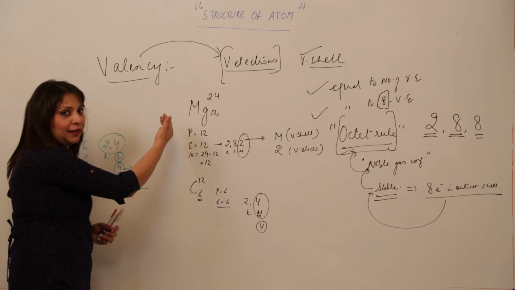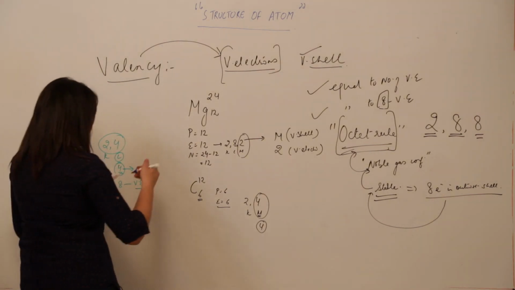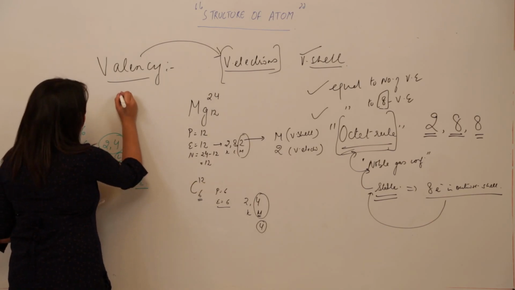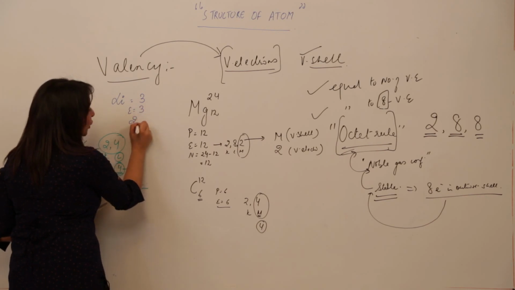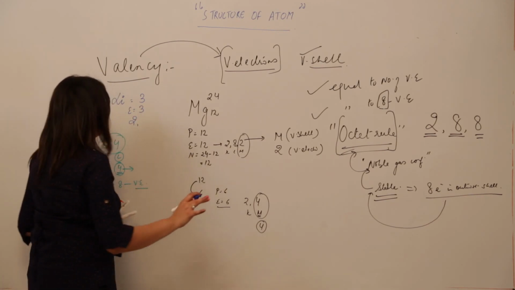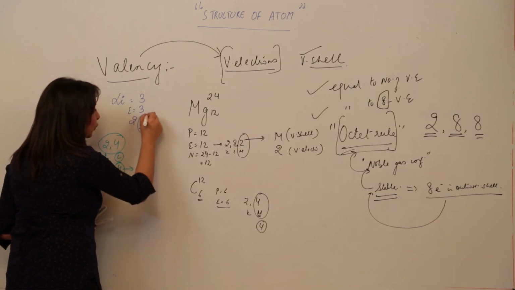I am just taking some other example to make you more clear, then you yourself can answer it very easily. So let me take an example of lithium. I have told you atomic number 3 means electron 3. I am not writing proton and neutron, you all know how to write now. So electron configuration is 2, 1. So valence electron is 1.